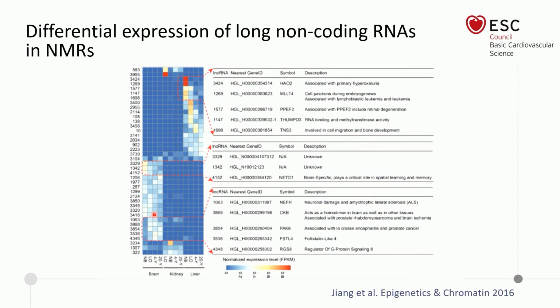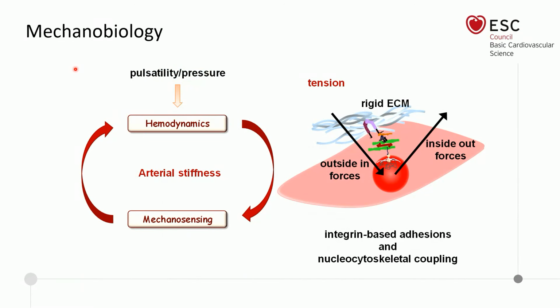A Chinese group has recently demonstrated non-coding RNA in knockout mice. They found 40 non-coding RNAs in the naked mole rat involved in cancer resistance. But we don't know at this time which of these non-coding RNAs are involved in vascular remodeling and resistance to vascular remodeling. So I would like to conclude with this slide.